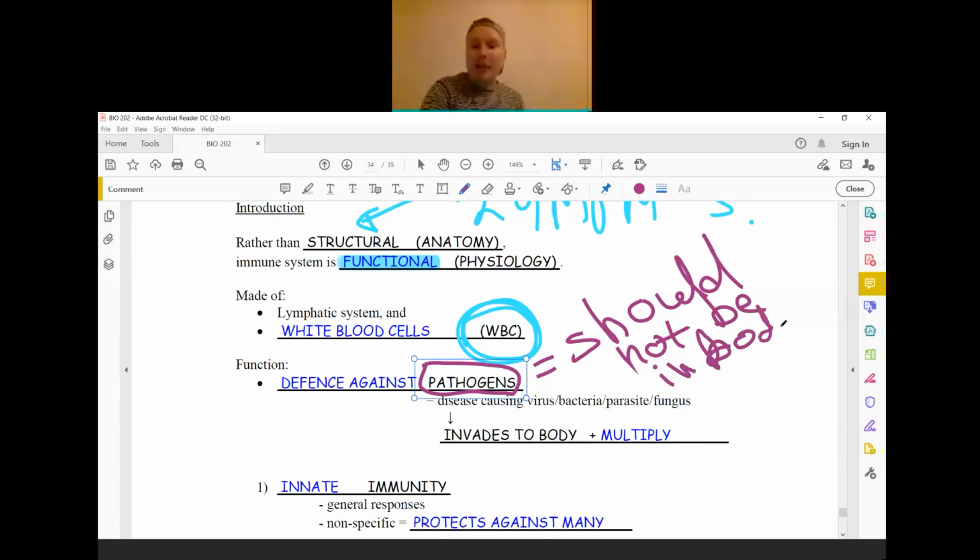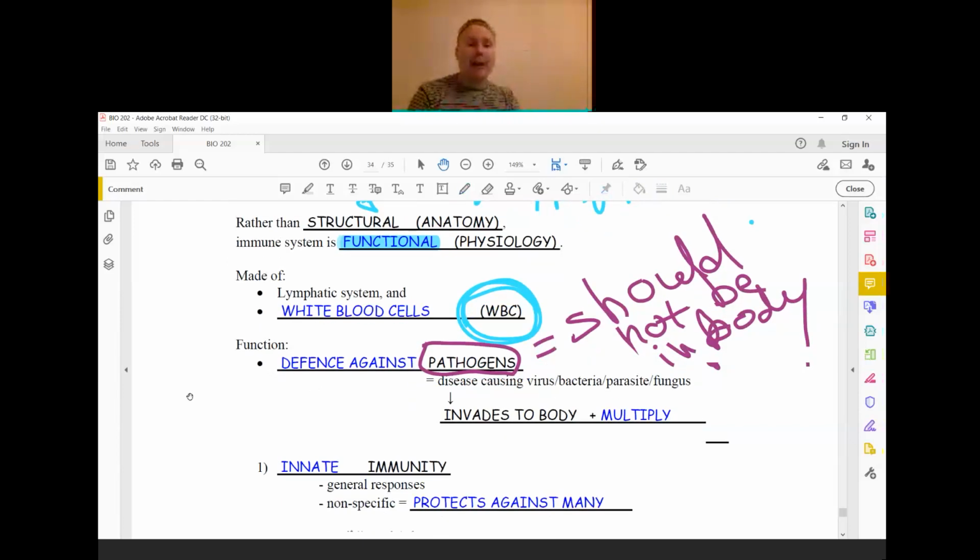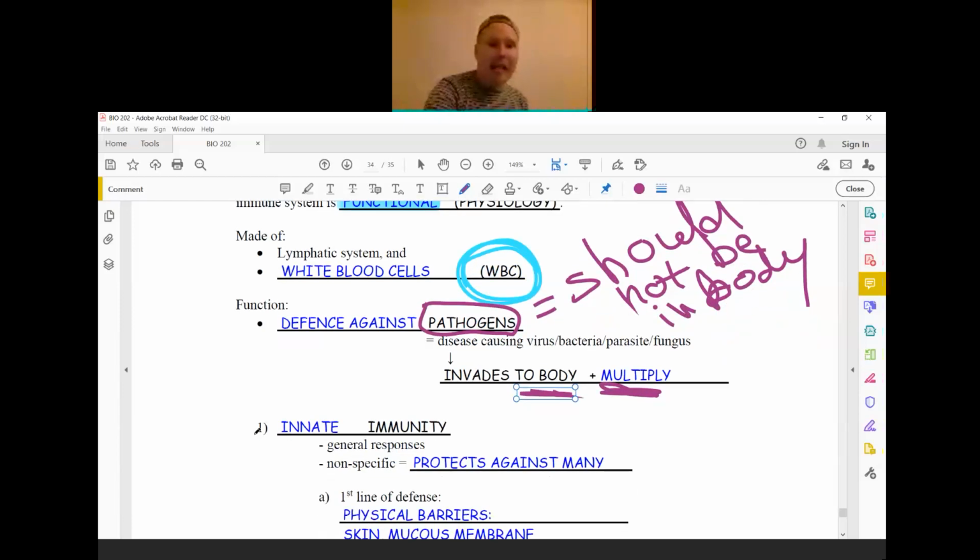There are things that make us sick, and there are many different kinds. They can be viruses, bacteria, parasites, fungus, all sorts of things. How they make us sick is that they get into the body and then they start multiplying in numbers, and that's what makes us sick. And there are two branches to the immune system, and we're going to go through both of them.